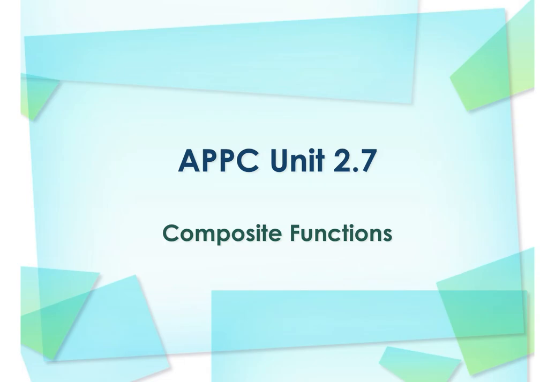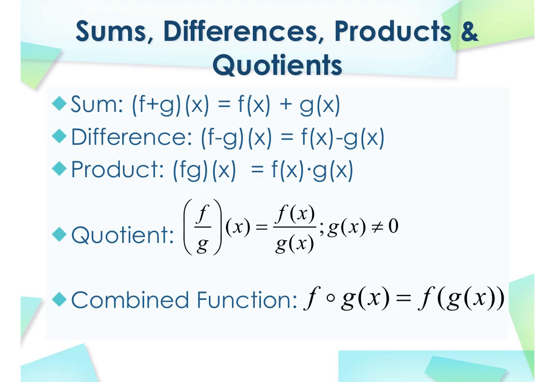So composite functions are functions in which we are either combining them or plugging one into the other. You'll see notations like this: f plus g of x, f minus g of x, f times g of x, f over g of x, and then f open dot g of x. Most of them are pretty straightforward.